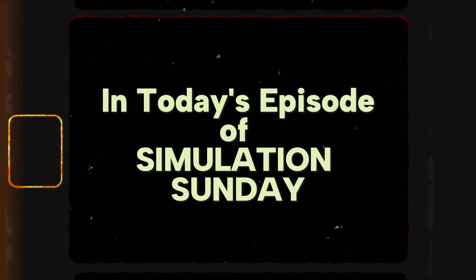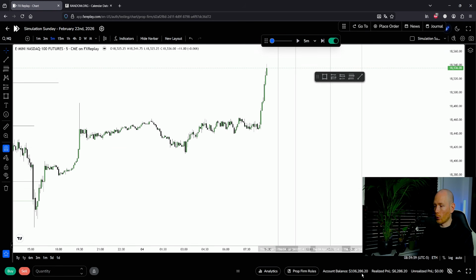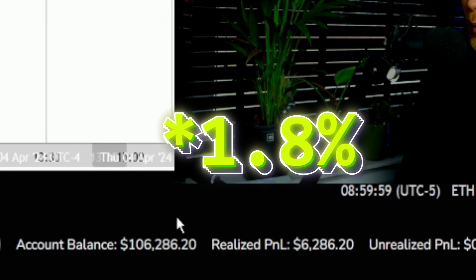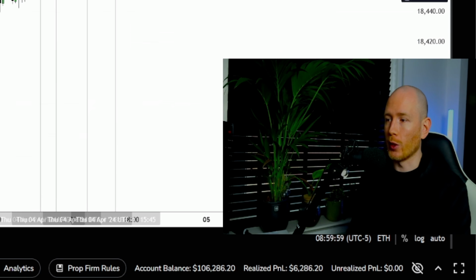In today's episode of Simulation Sunday. With TP, full TP on that one. So we're up 6.2. Now we need 8.1%. Oh, we're almost done. I'm not gonna lie, this model is actually great. This is a great model.